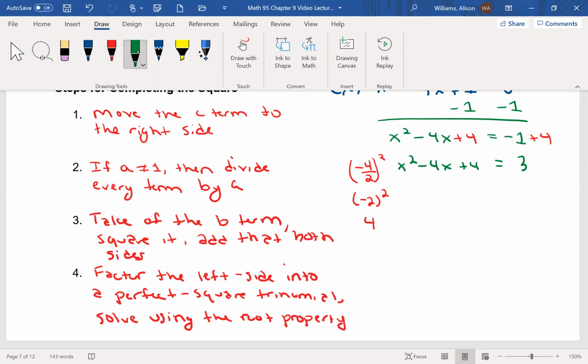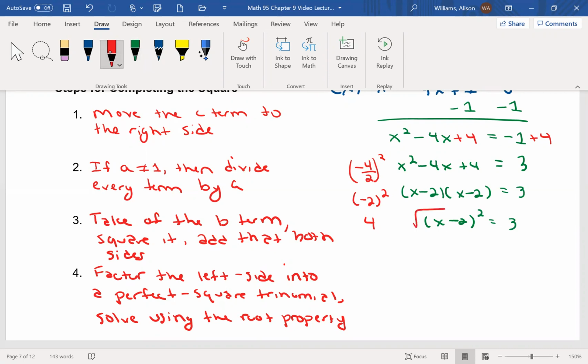So the left side is going to factor into, so if I say what 2 numbers multiply to be +4 but add to be -4, that's -2 and -2. And it's always going to factor into something squared like that. That's the point of this method, it completes a square. It gives us a square because now I can use the root property to finish solving this problem.